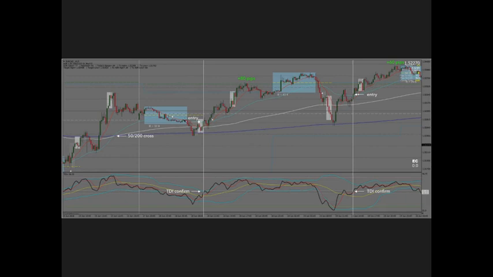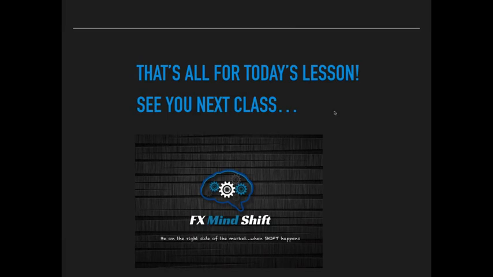140 pips total on these two setups here. And like I said, if you go back to your own charts, this continues up and gives you another W and then another W, and it just goes on forever. Pretty nice when you can catch those. Okay, so that's pretty much it for the lesson.